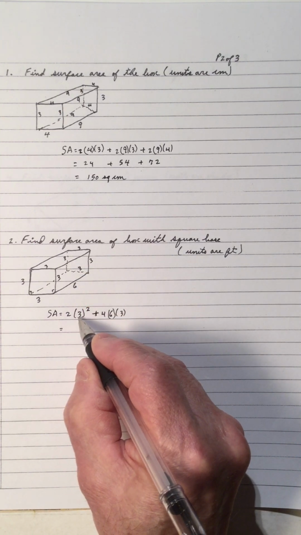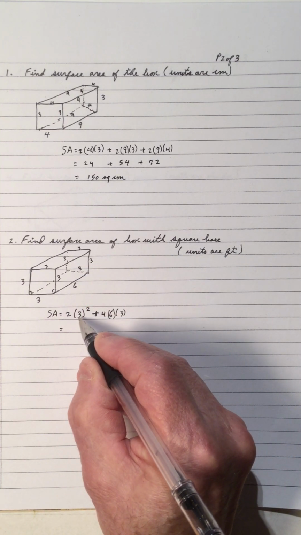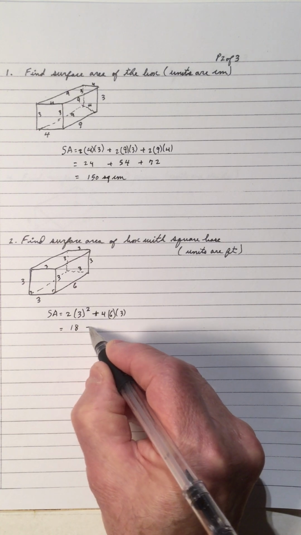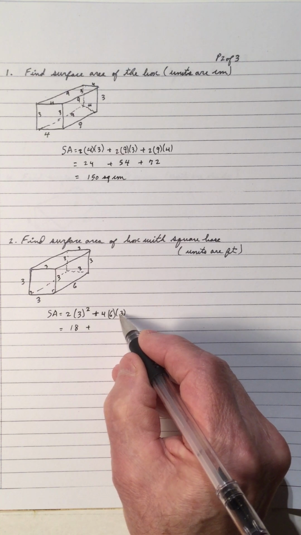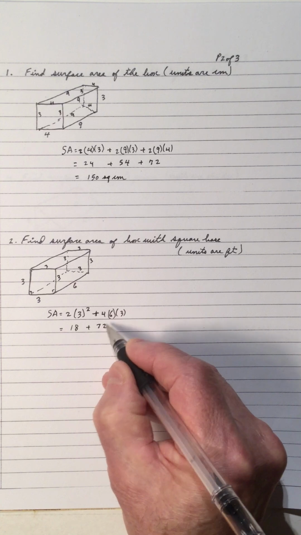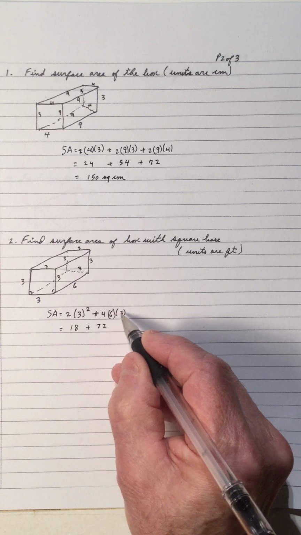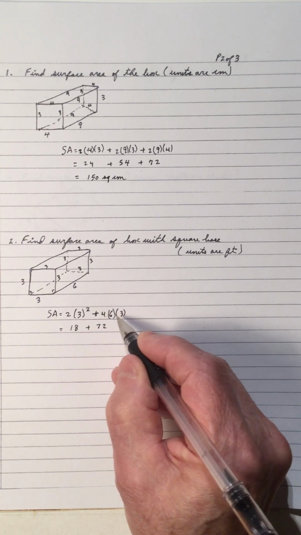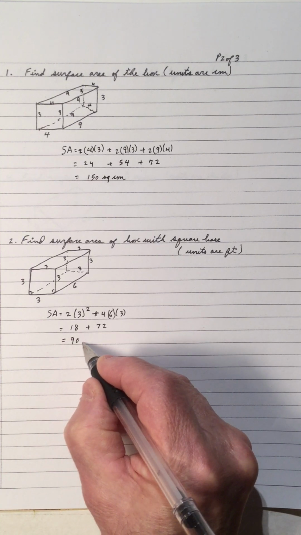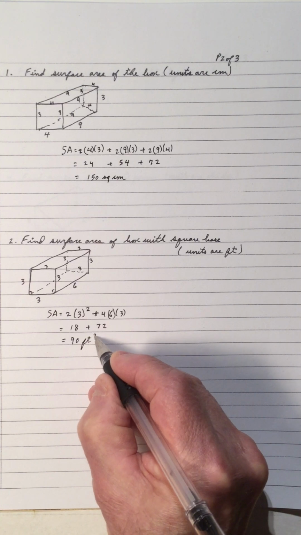So that gives us 3 squared. We have to do PEMDAS. We have to square first to get 9. 2 9s makes 18. And here we have 18 times 4 is 72, or we can have 24 times 3 is 72. Many ways to do it. And when we add that up, we get 90. And this, let's go this time, feet squared.